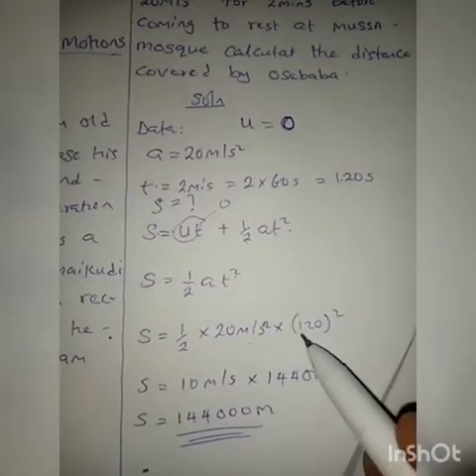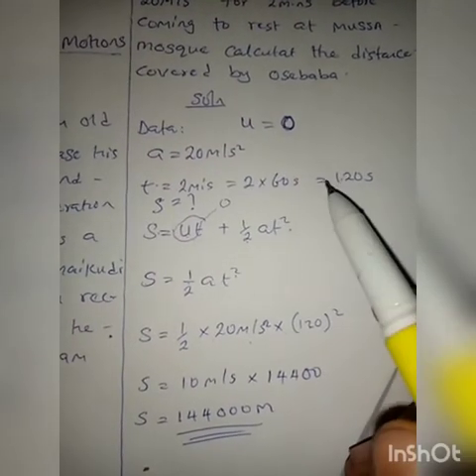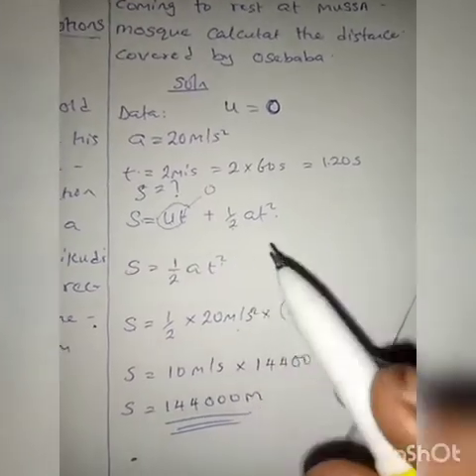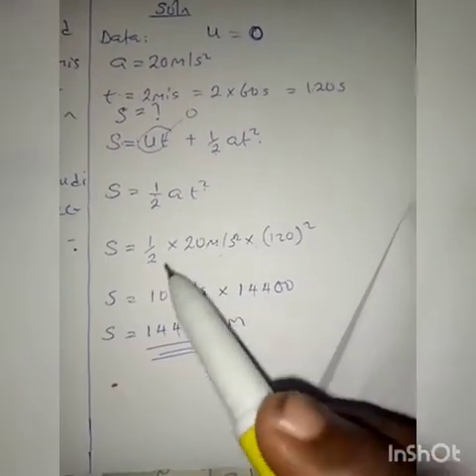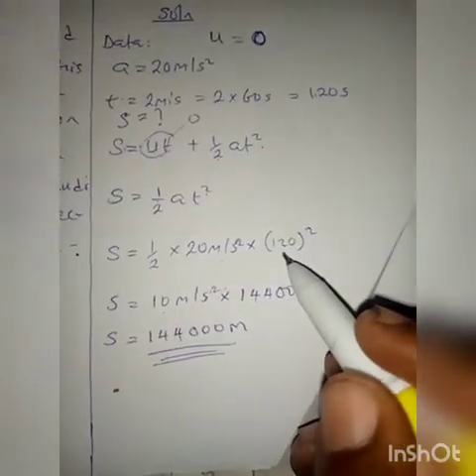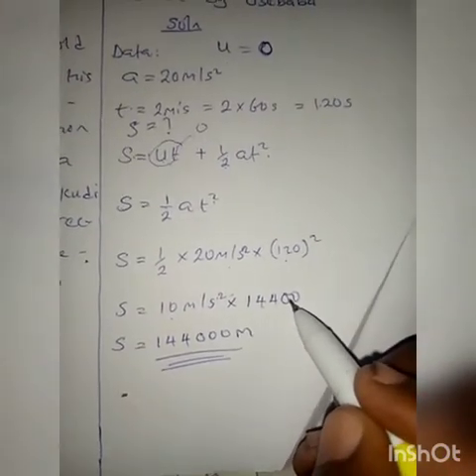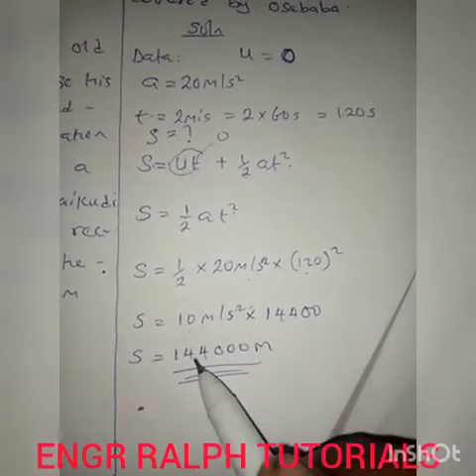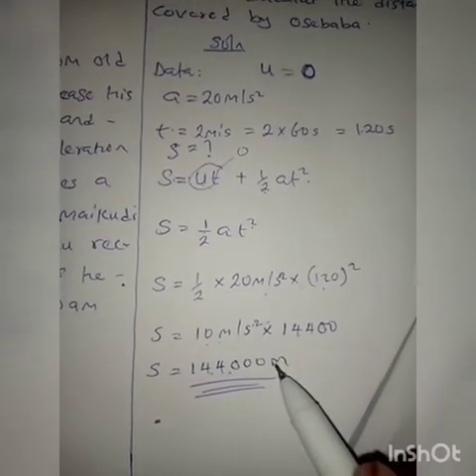Now multiply by our time. Our time is 120 seconds. So 120 all squared, because the t is squared. So now from here we can say S is equal to, this 2 here, 2 into 20 will give us 10 meters per second square, multiplied by 120 square, which is 14,400. Now 14,400 multiplied by this 10 will give us 144,000 meter.